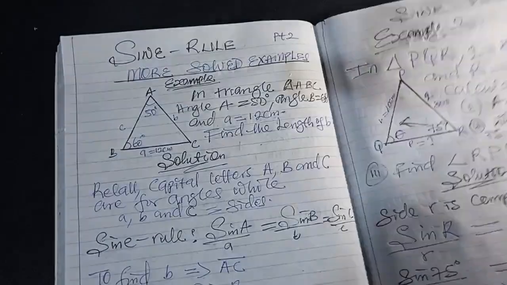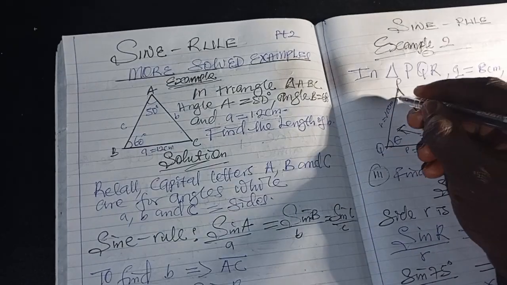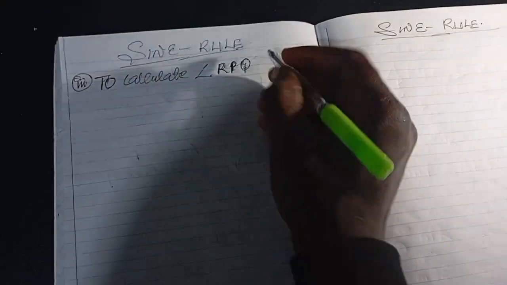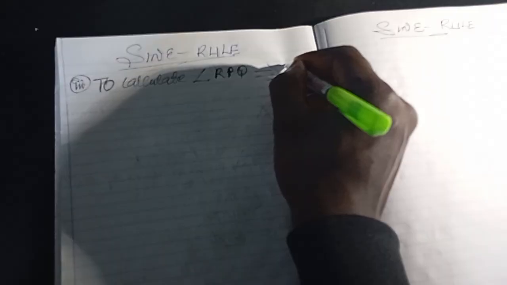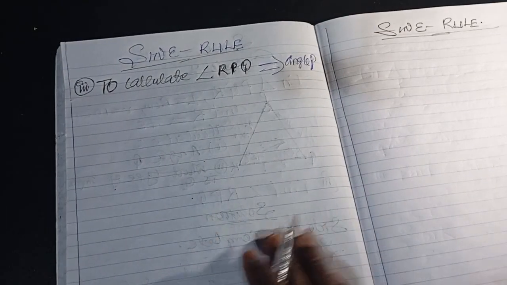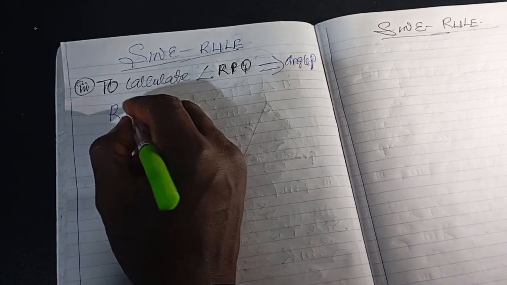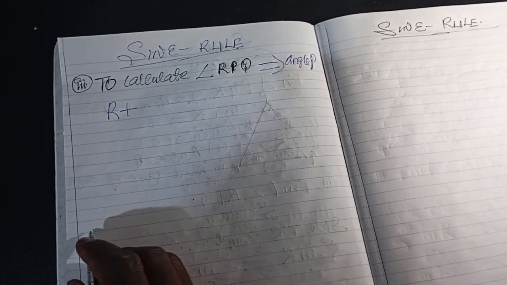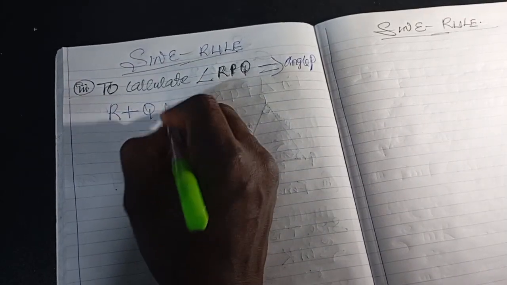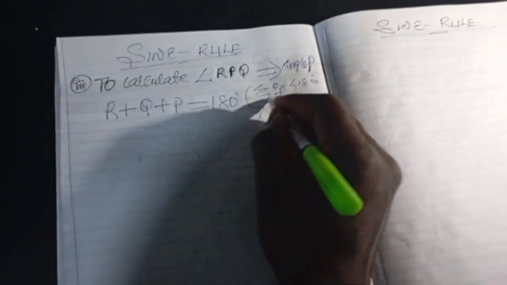To calculate angle RPQ. See it here. RPQ. That is this angle here, which is angle P. Okay. It's very simple. We can just use sum of angles in a triangle. So we have here R plus Q plus P should give us 180 degrees. That is sum of angles in a triangle.